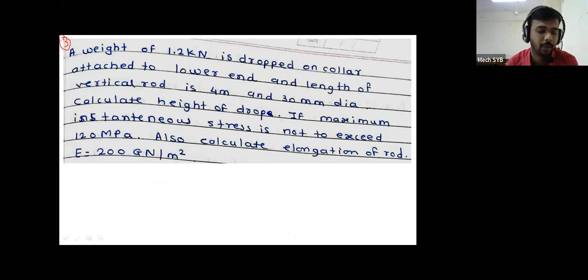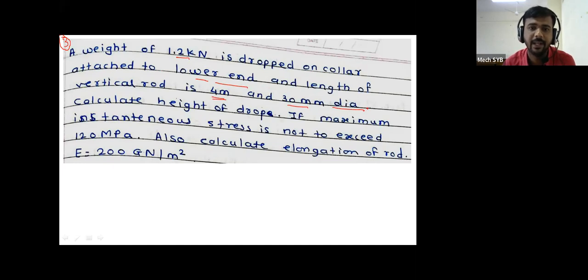Something different we have to calculate. We have to apply the same concept, but some other calculations we have to go for. See, I will read the statement. A weight of 1.2 kilonewton is dropped on a collar which is attached to the lower end, and the length of the vertical rod is 4 meter, and there is a 30 mm diameter.